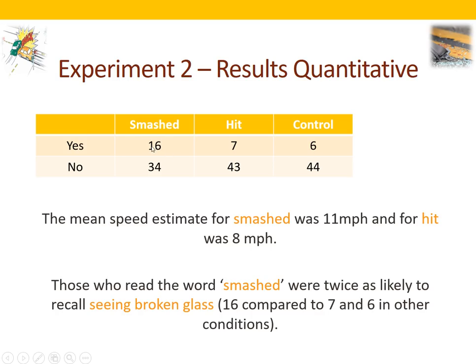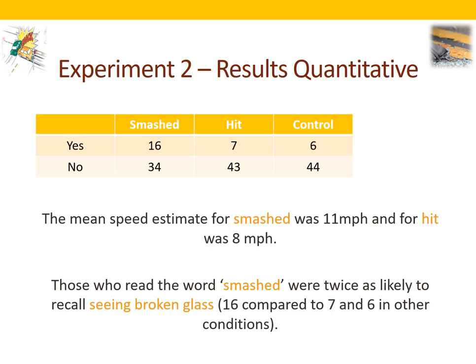16 people said yes, that was broken glass. 34 said no. However, if you're in the hit condition, 7 only said yes, and 43 said no, and similar for the controls. So 6 said yes, and 44 said no. So what we can see is that those who read the word smashed were actually twice as likely to recall seeing broken glass compared to the hit and the control group. Okay.